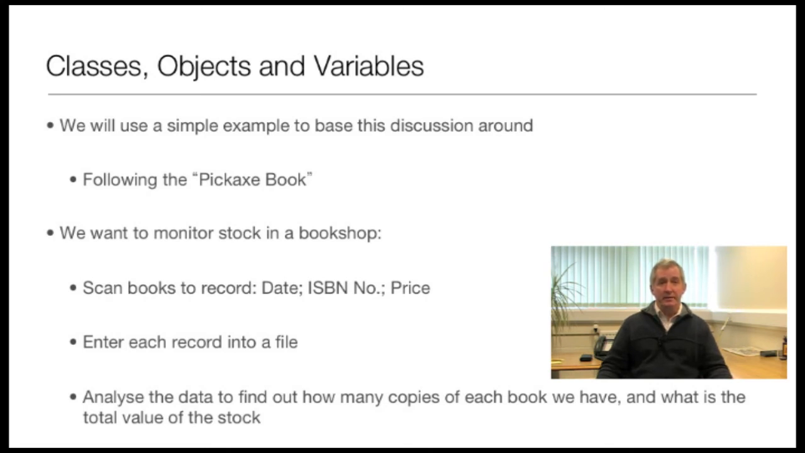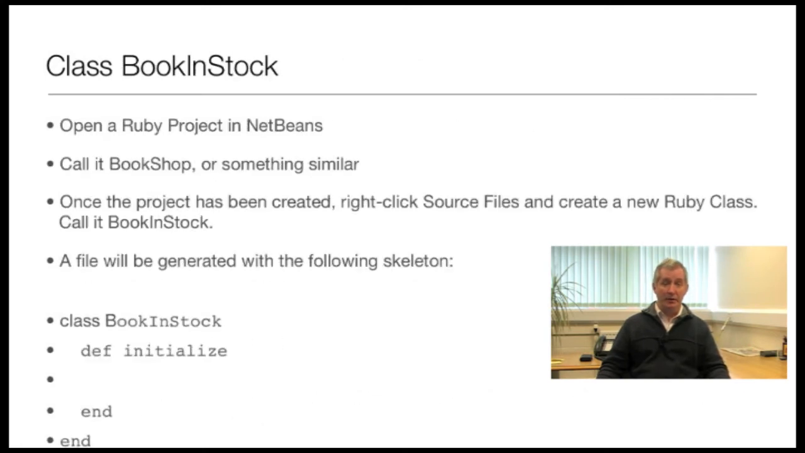So the first thing to do is to either use NetBeans or work at the command line or use Eclipse, whatever is your favorite, to set up a simple project called Bookshop. And we'll create a first class which we'll call BookInStock. So instances of this may well have the same ISBN, but they will have some other unique identifier. We'll talk a little bit about that later.